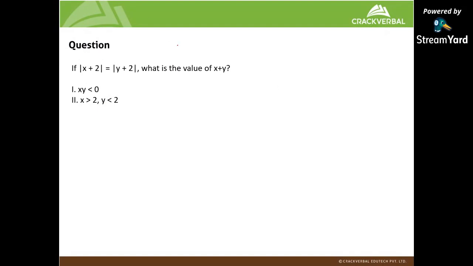Obviously, I'm not going to jump into the statements. I'm going to leverage the question stem. And what the question stem tells me is the absolute value of x plus 2 is equal to the absolute value of y plus 2. Now, if you ask me what is the easiest topic on the entire GMAT, I would point to this topic of absolute values, because they are very quick to solve, provided you understand the concept of an absolute value.